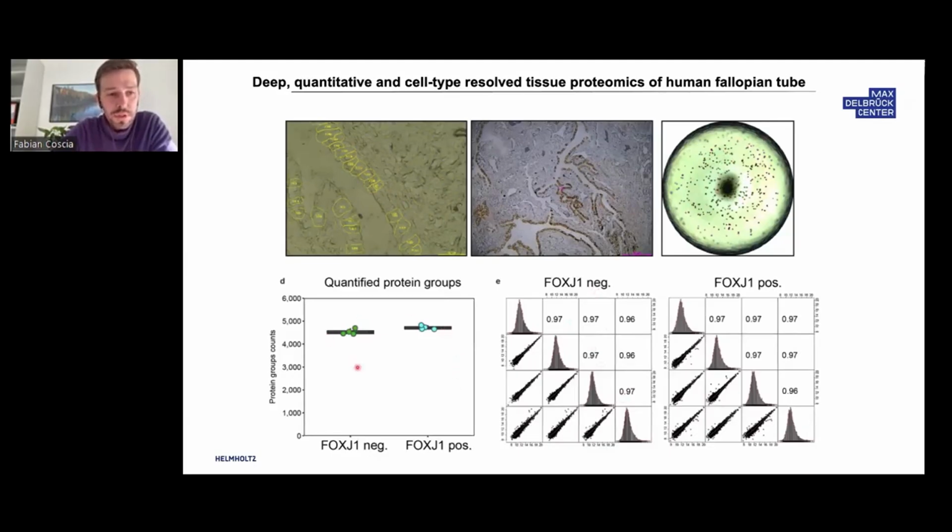Now, moving to the mass spectrometry data, the deep proteomics data, we were able to quantify almost 5,000 unique proteins from these samples comprising roughly 100 to 200 cells of the same type, and with excellent quantitative reproducibility, which you see here, where for our group replicates we see Pearson correlation values for the entire proteome of around 0.96, 0.97, which really indicates that we have a highly robust and sensitive platform here to analyze cell type resolved proteomes.